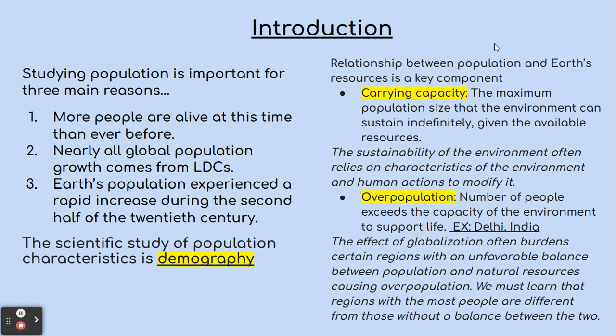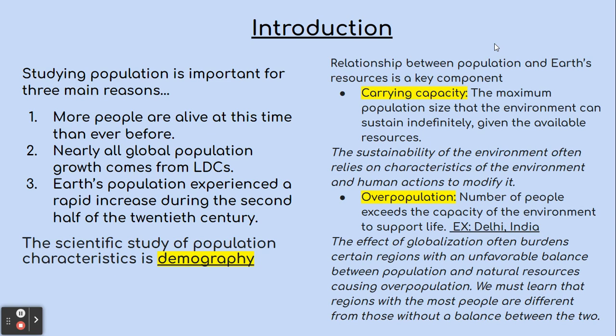Geographers are interested in two population characteristics that explain the relationship between population and natural resources. One of them is carrying capacity, which is the maximum population size that the environment can sustain indefinitely given the available resources. The sustainability of the environment often relies on characteristics of the environment and human actions to modify it. Another characteristic is overpopulation, which is the number of people exceeding the capacity of the environment to support life.